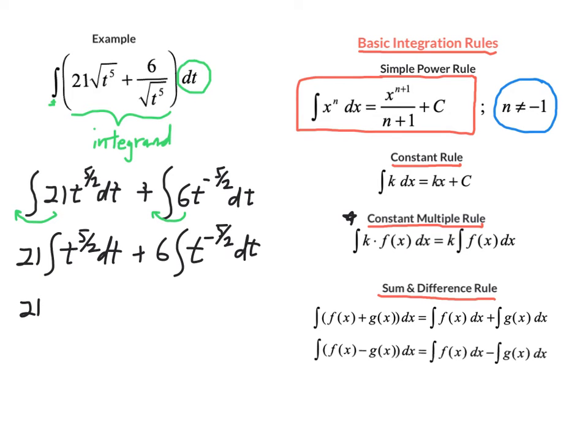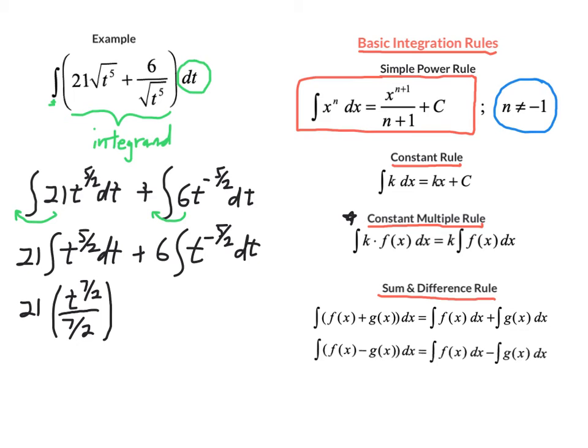If we just follow the formula, what it's going to look like is t to the n plus 1. So I have t to the 5 halves. So if I add 1 to that, that's t to the 7 halves. And then whatever that new exponent is, that's what we divide by. So it's divided by 7 halves. Typically, we would put an arbitrary constant plus c here, but when you have multiple integrals, they all get combined. So just remember to put that at the end of the whole antiderivative when we're done here.